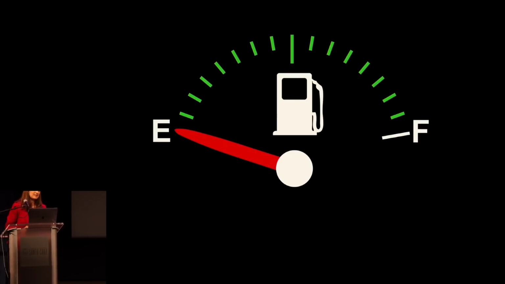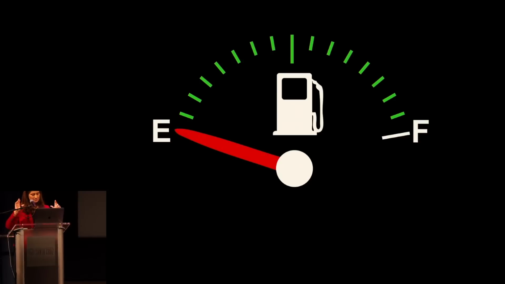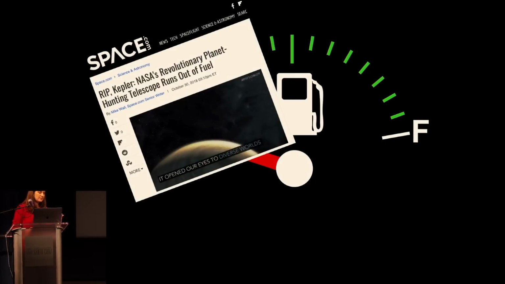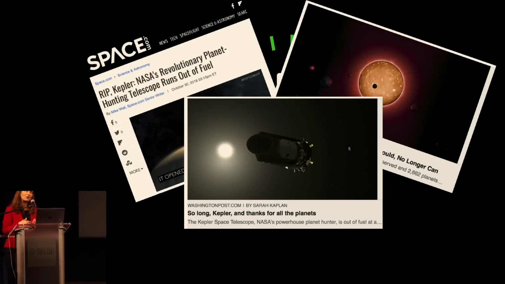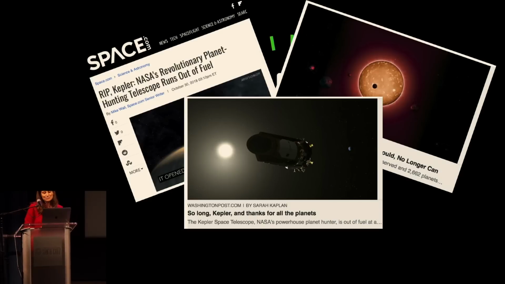Well, all good things must come to an end, and Kepler came to an end as well very recently. It came to an end when it ran out of the small amount of fuel in its tanks that allow us to spin down the gyroscopes. And so in October of last year, we saw headlines like this: R.I.P. Kepler, so long Kepler, thanks for all the planets. The little spacecraft that could no longer can. It was pretty depressing.